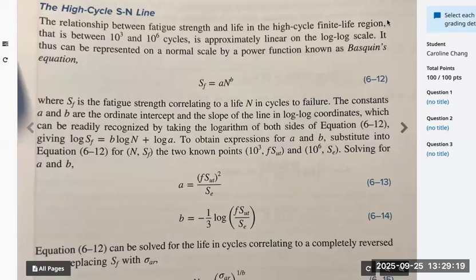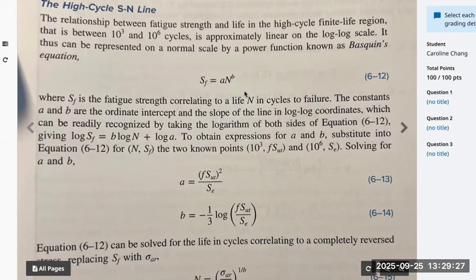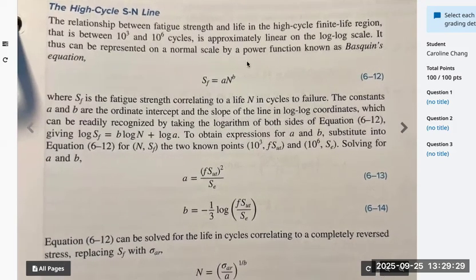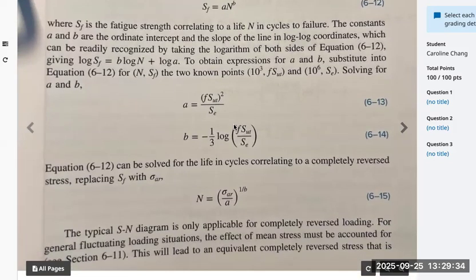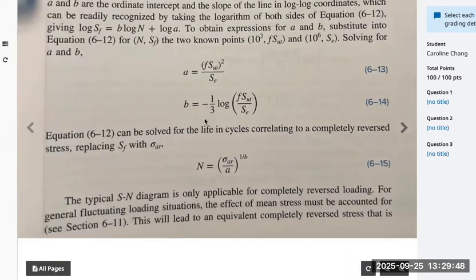I will link this book in the comments below, but basically this is what we are using, the high cycle SN line. So equation 6.12 can be solved for life in cycles corresponding to completely reversed stress, replacing the fatigue strength with completely reversed stress.